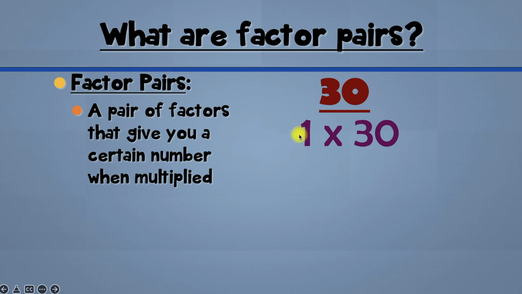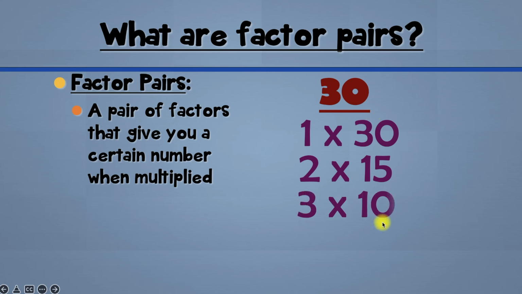Now let's try to go to the next number, which is 2. Can 2 go into 30? It sure can, because 2 times 15 also equals 30. What about 3? Does 3 times anything give us 30? Well, yeah, that's 3 times 10. How about 4? 4 can't, but 5 can. Well, 5 times what gives us 30? Well, that's going to be 5 times 6. And we can't go any more because the next number is 6, and that's already been used.